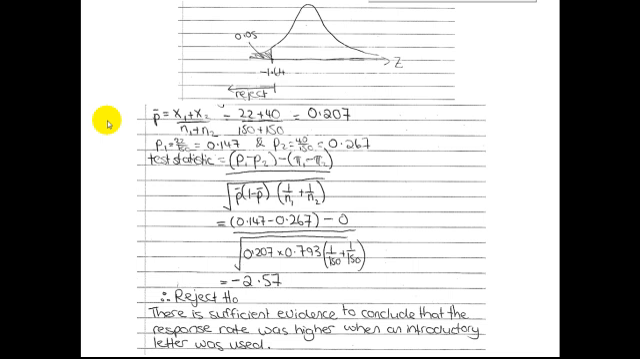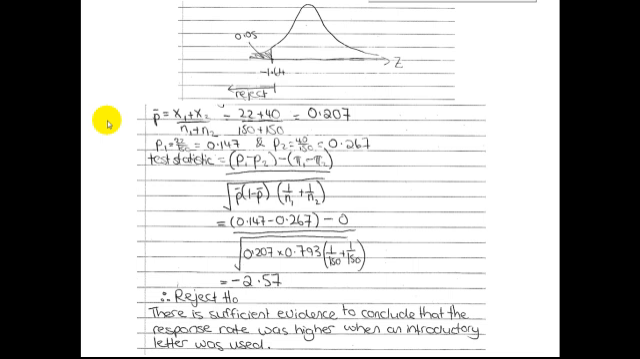So if we start with P bar, it's just going to be x1 plus x2, the two response rates, divided by the two sample sizes added together. So we had 22 responses when there was no introductory letter, and we had 40 responses when there was an introductory letter. Add those two together, divide by sample size 1 plus sample size 2, and we come up with an average proportion of 0.207.